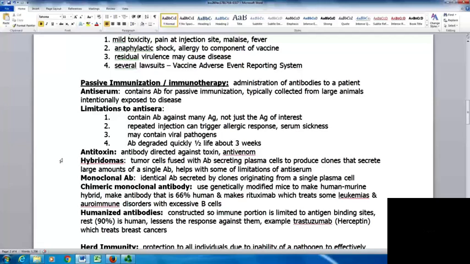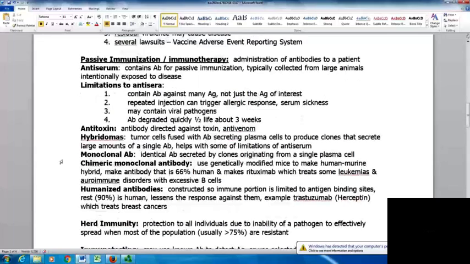And repeated injection can actually trigger an allergic response or serum sickness. It may contain viral pathogens, and the antibody is degraded quickly. Its half-life is only about 3 weeks. Antitoxins are antibodies that are directed against a toxin. Antivenoms are going to fall into this category.